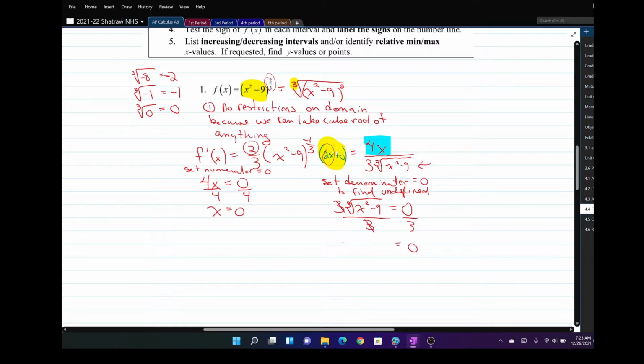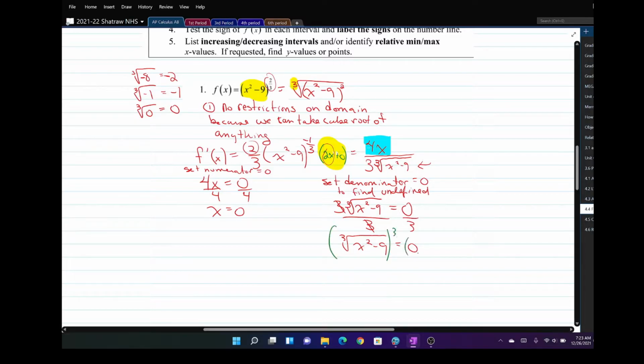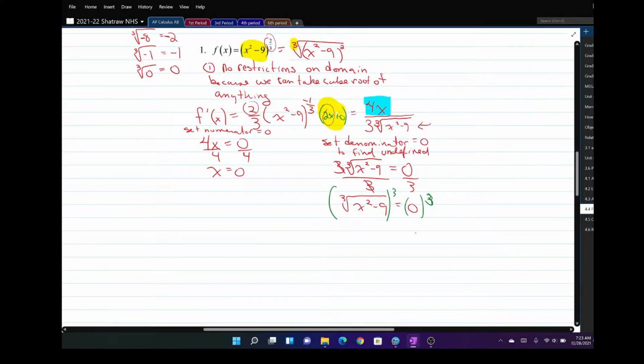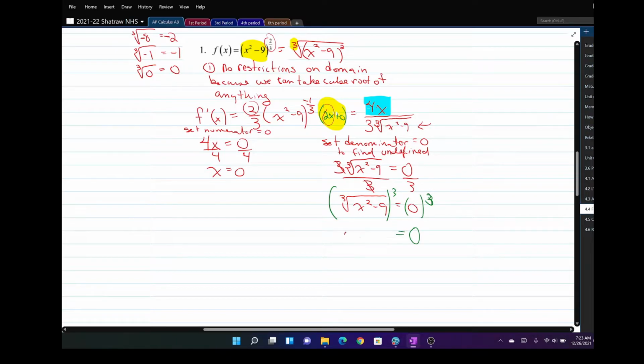So I have the cube root of x squared minus 9, and you might not feel like you know what to do with that. So let me just pause for a minute. If it was a square root, we would just square it. It's a cube root, so let's just cube it. And both sides. And when I cube 0, I get 0. And then on the inside here, this x squared minus 9 just pops out.